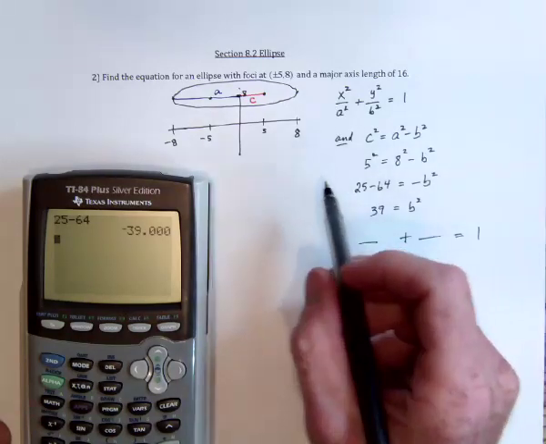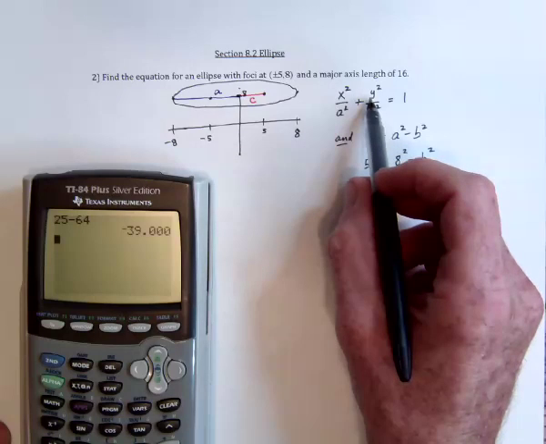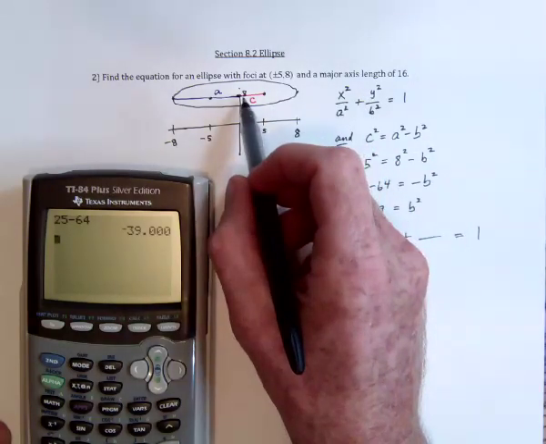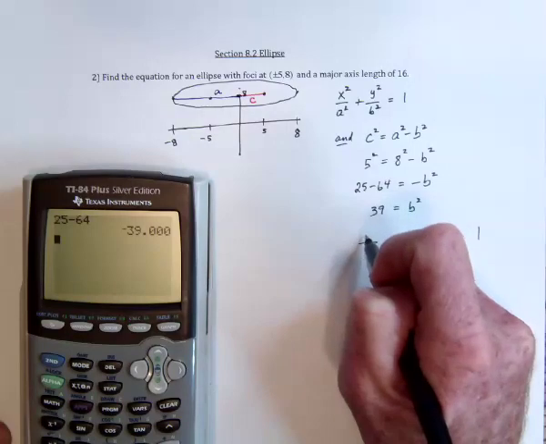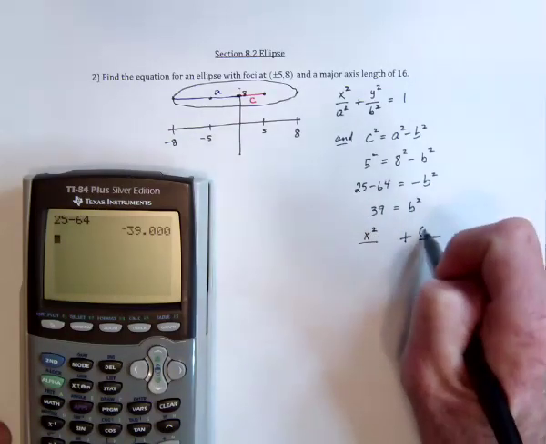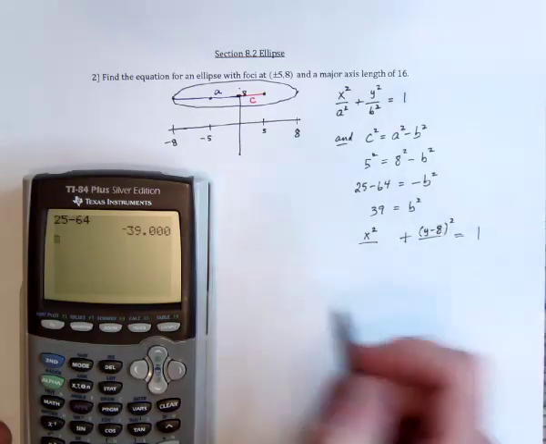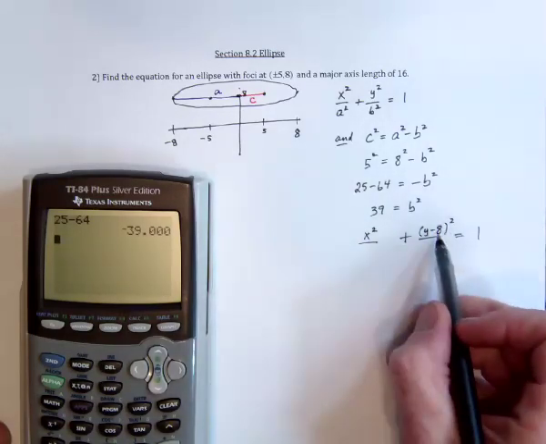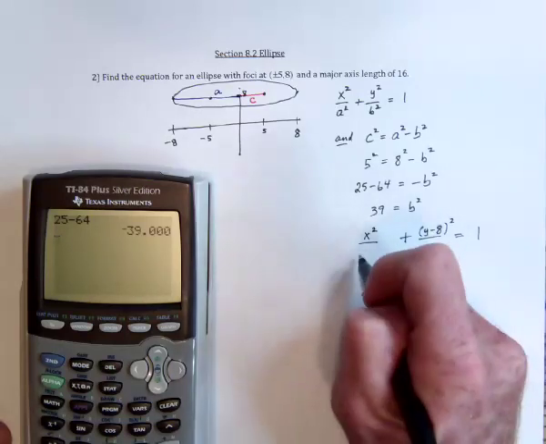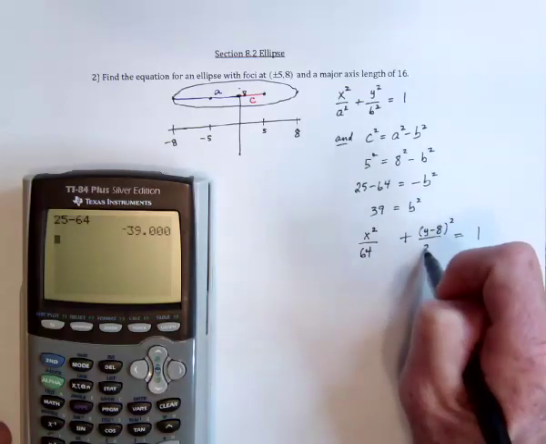So if this was centered at the origin, I would just leave this as x and y, but its center is at 0, 8. So this is going to be x minus 0 squared, and this is going to be y minus 8 squared, so that the center is at 0, 8. And then this needs to be a squared, so that's going to be 8 squared. And this needs to be the b squared.